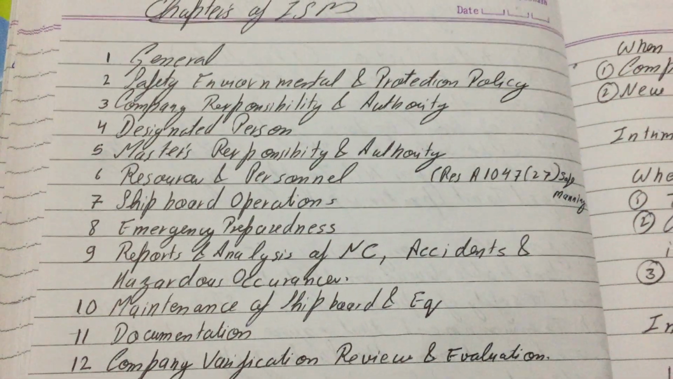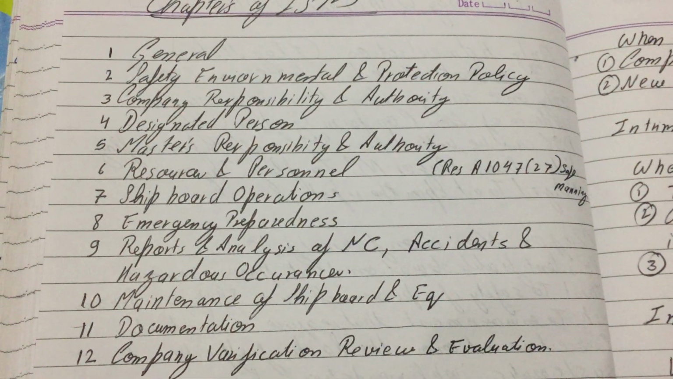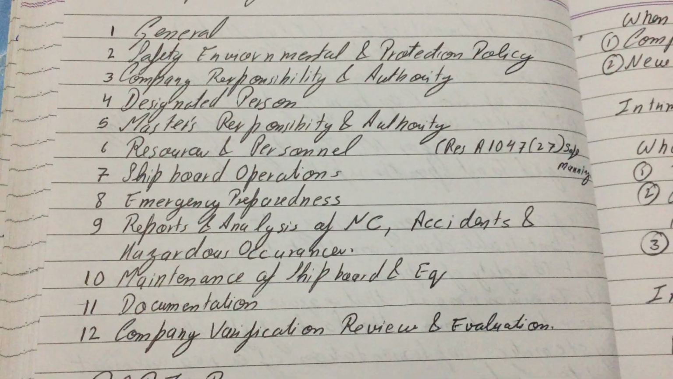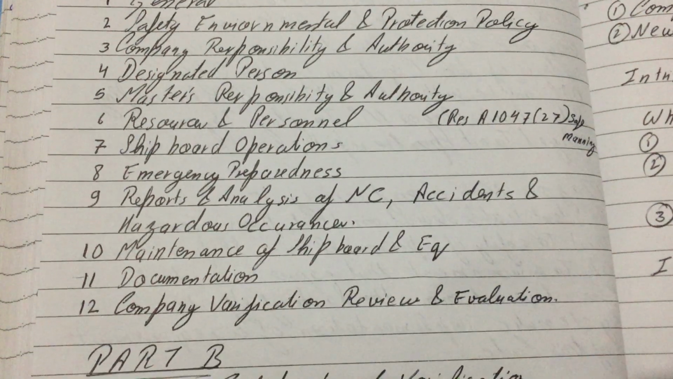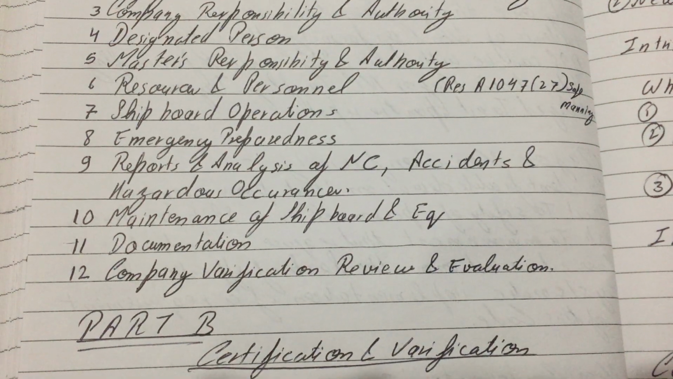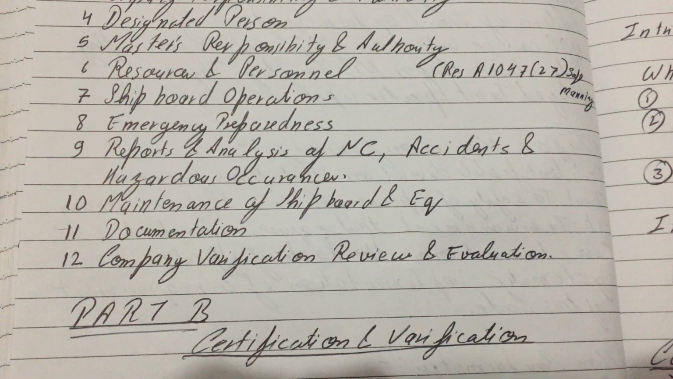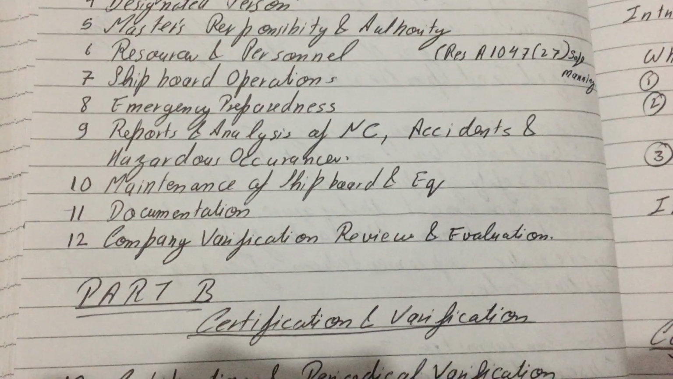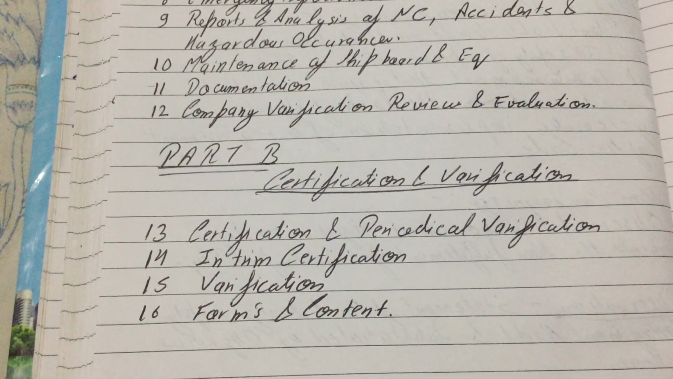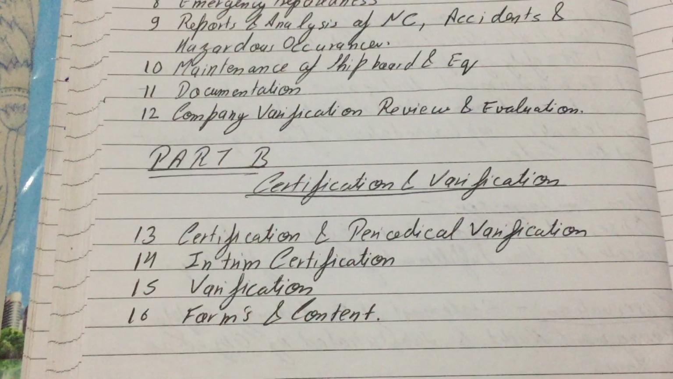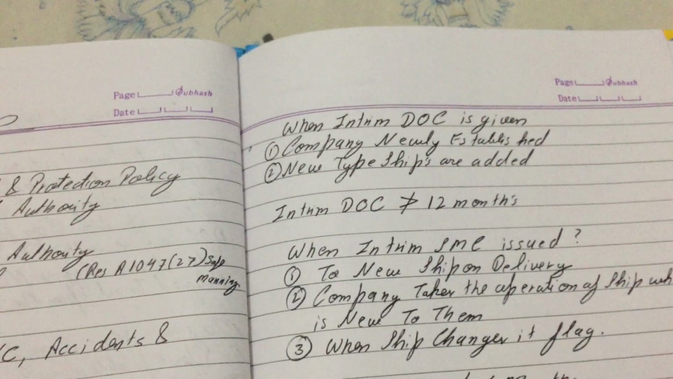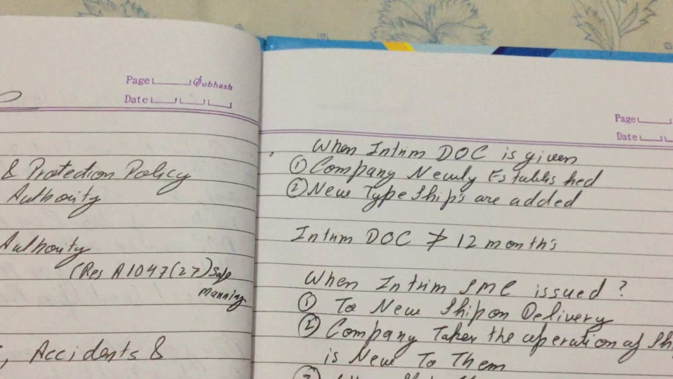So just to read out, Chapter 1 General, 2 Safety Environmental Protection Policy, 3 Company Responsibility and Authority, 4 Designated Person, 5 Responsibility and Authority, 6 Resources and Personnel, 7 Shipboard Operation, 8 Emergency Preparedness, 9 Report Analysis of Non-Conformity, Accidents and Hazardous Occurrences, 10 Maintenance of Shipboard and Equipment, 11 Documentation, 12 Company Verification, Review and Evaluation. So Part B is already informed certification verification, 13 certification periodical verification, 14 interim certification, 15 verification, 16 forms and content. Now few questions about the ISM.